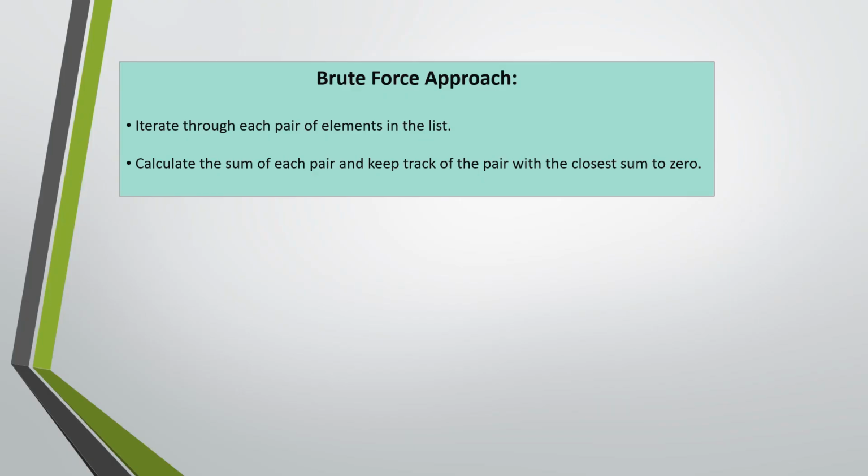Brute force approach. In the brute force method, we iterate through each pair of elements in the list and calculate their sum. We then track the pair with the closest sum to 0. While this approach is straightforward, it becomes inefficient for larger inputs due to its time complexity.